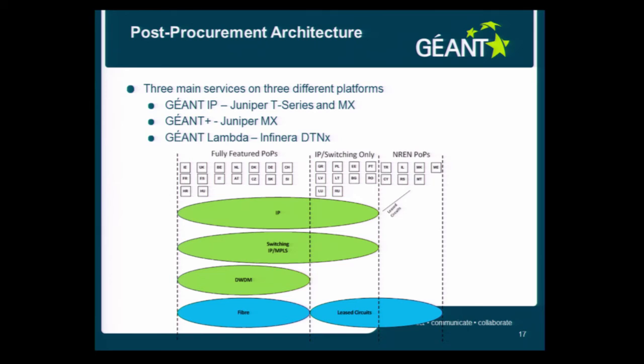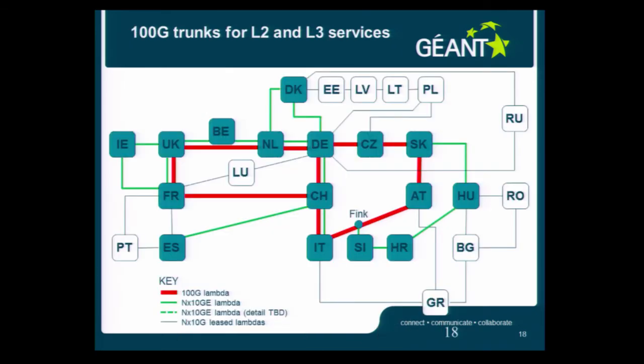Giant Plus, the point-to-point service, was only delivered on the Juniper MXs, and Giant Lambda now, which can support up to 100 gig, 40 gig and 10 gig as well, was on the Infinera DTNX, and still is. The 100 gig trunks were delivered on the Juniper MX, so these red lines are the 100 gigs, and they were connecting to the Juniper MX. So the IP layer, the Juniper T series, was still not connected using 100 gig. They were still on multiple 10 gigs. MXs were on 100 gig.